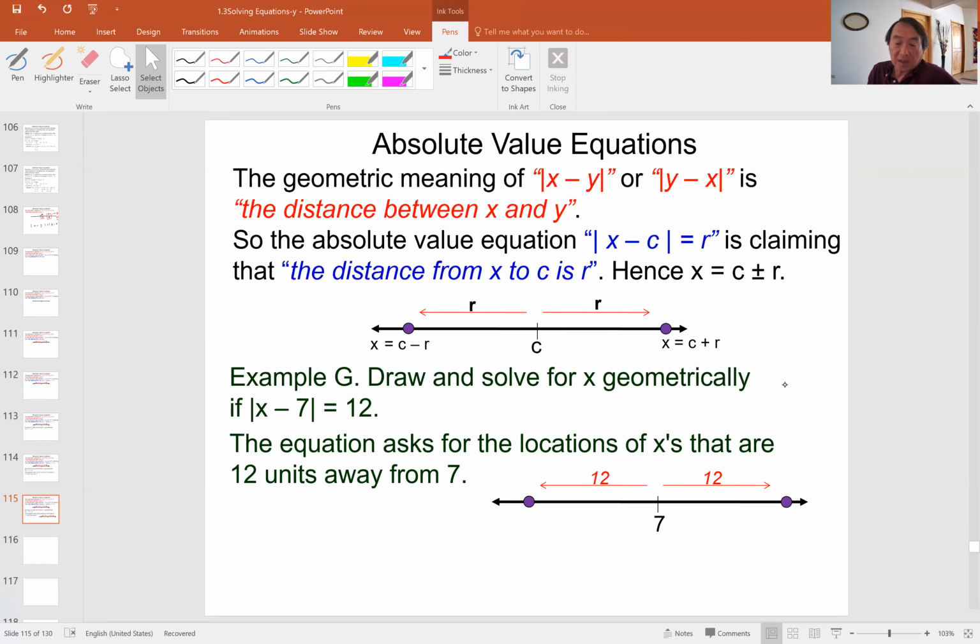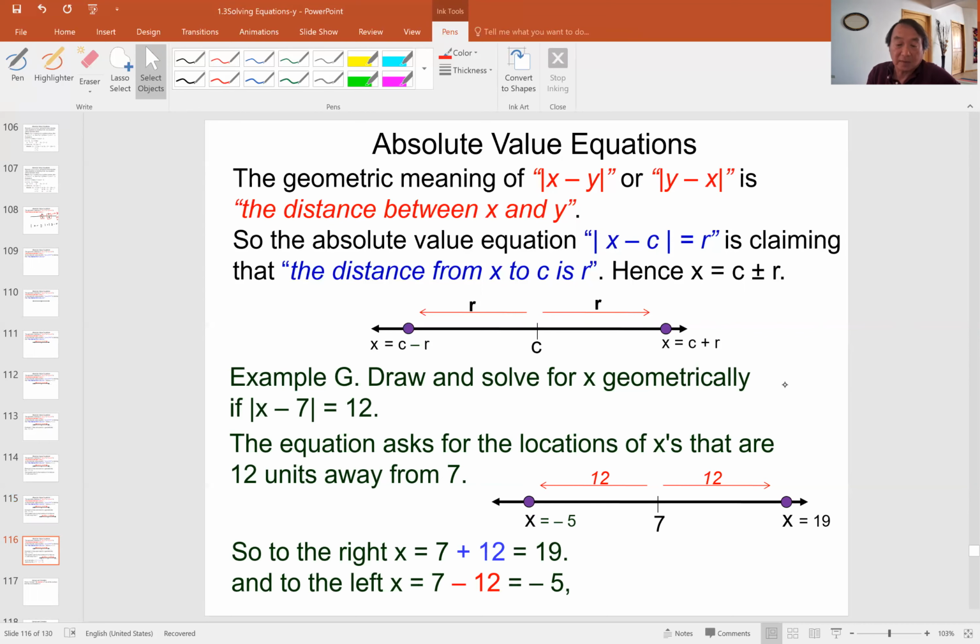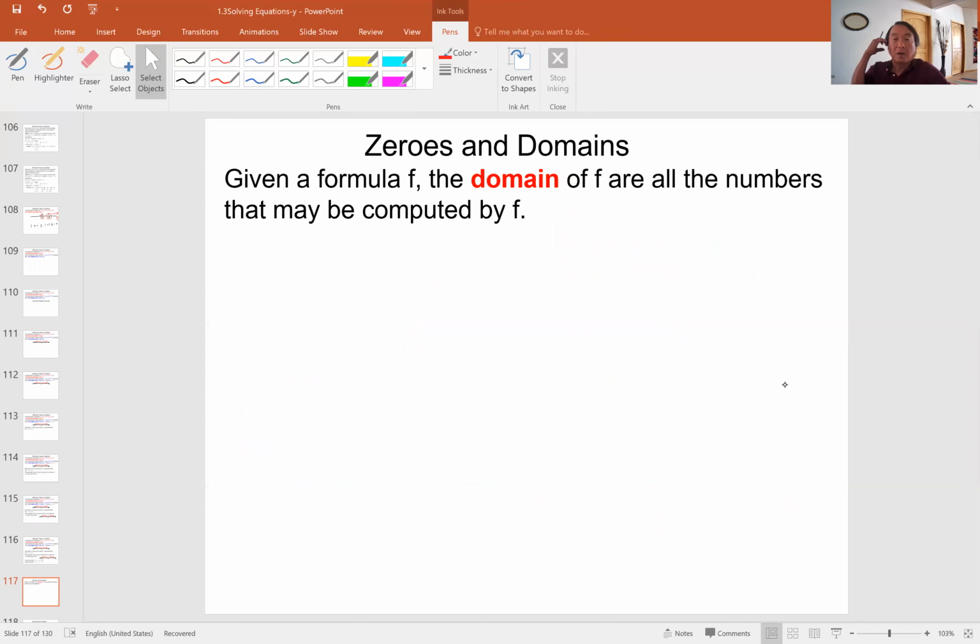I'm looking for, from the center C, 12 units. From house number 7, go up the block 12 units. What's the house number? And go down the block 12 units. What's the house number? So add 12 and subtract 12, and I get the house numbers 19 and minus 5. So this is the geometric interpretation for the absolute value equation, and this is how we turn them into pictures for first degree or second degree equations.